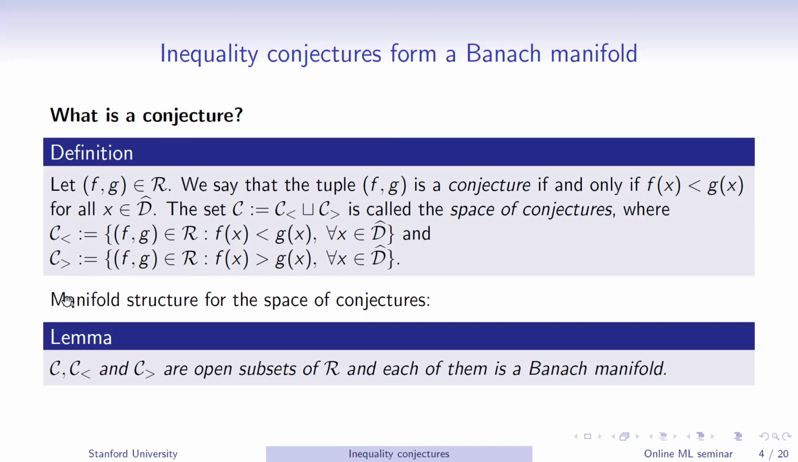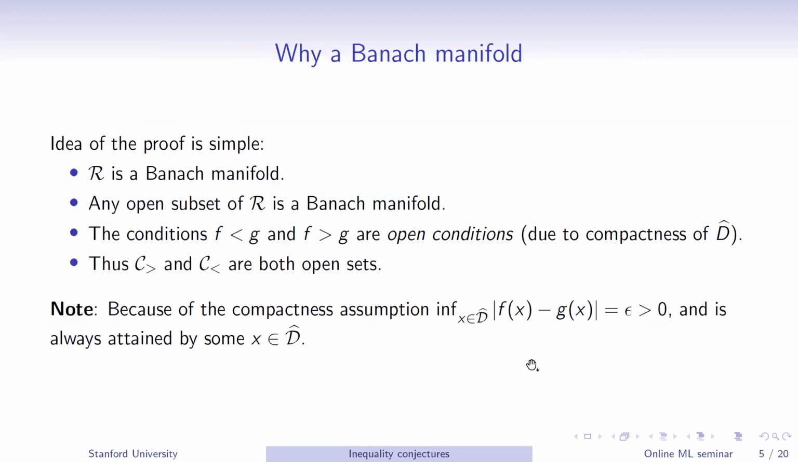It's an easy consequence of this definition that all these three sets, C less than or equals, C greater than, and their union, are open subsets of the space of relations. And each of them is a Banach manifold. So why is this a Banach manifold? This is a simple proof. The idea is very simple. First of all, since R is a Banach space, it is a Banach manifold by definition. Any open subset is a Banach manifold, and these conditions are open. The conditions f less than g and f greater than g are both open conditions.